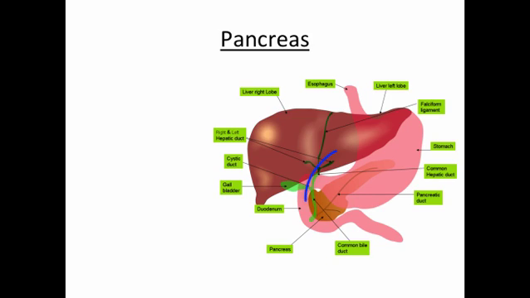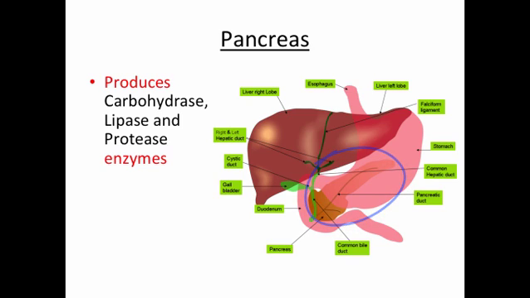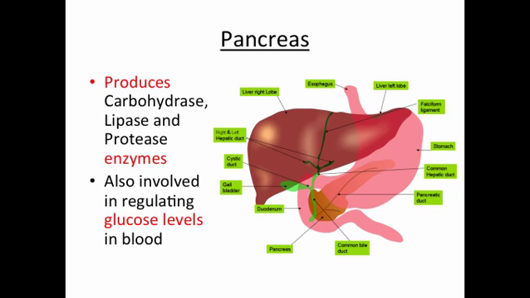Next, the pancreas. Pancreas also produces enzymes and releases those into the small intestine. The pancreas can be described as kind of a leaf or feather-shaped organ. It produces all 3 types of enzymes, carbohydrase, lipase and protease enzymes, and releases them into the small intestine. It is also involved in controlling glucose levels in the blood, and you'll learn more about that in another topic.